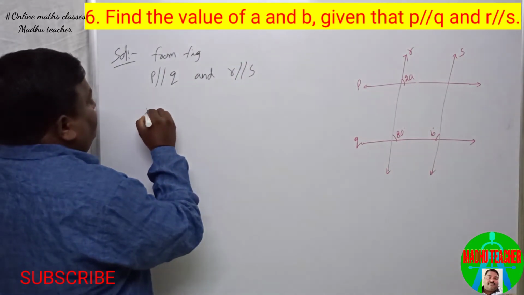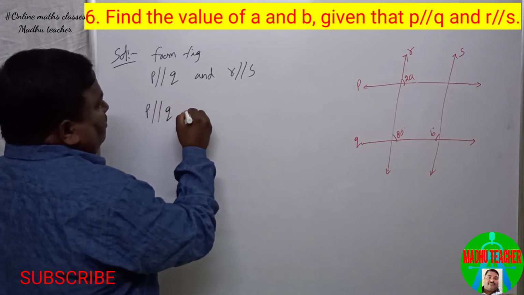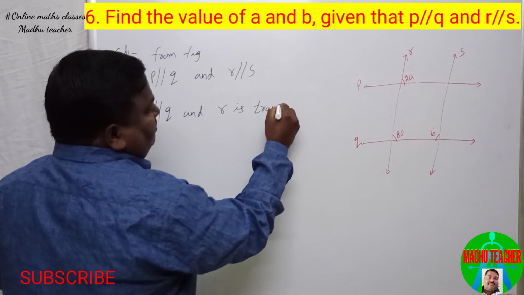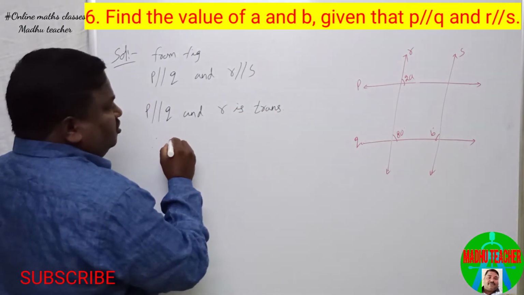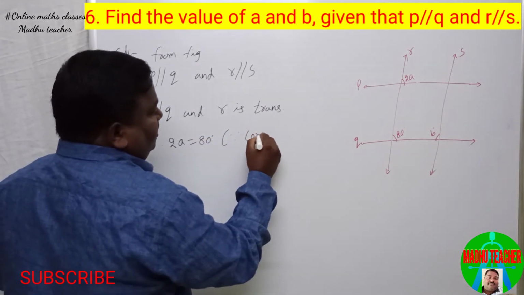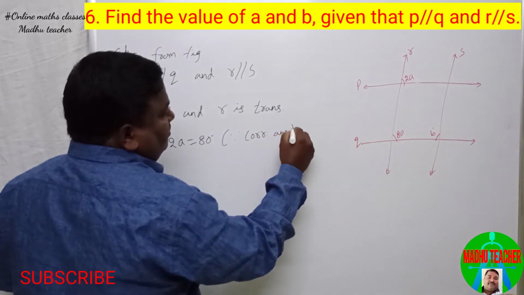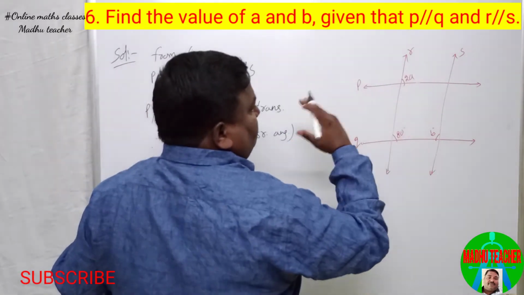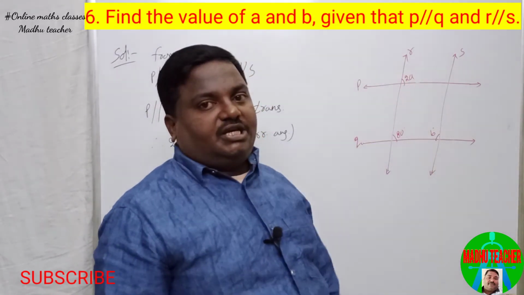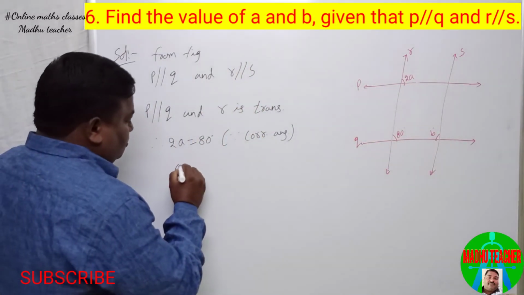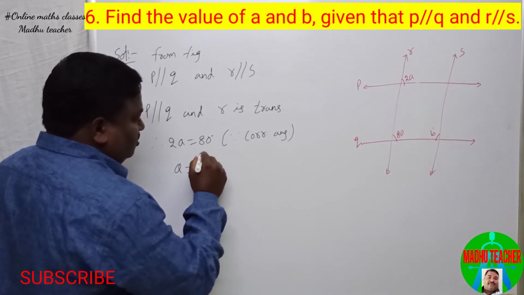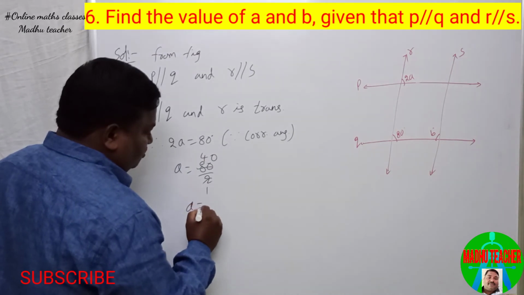So P is parallel to Q and R is the transversal. Therefore 2A equals 80, since they are corresponding angles. These two are on the same side of the transversal, and one is interior, the other is exterior. So A equals 80 by 2, that is A equals 40 degrees.